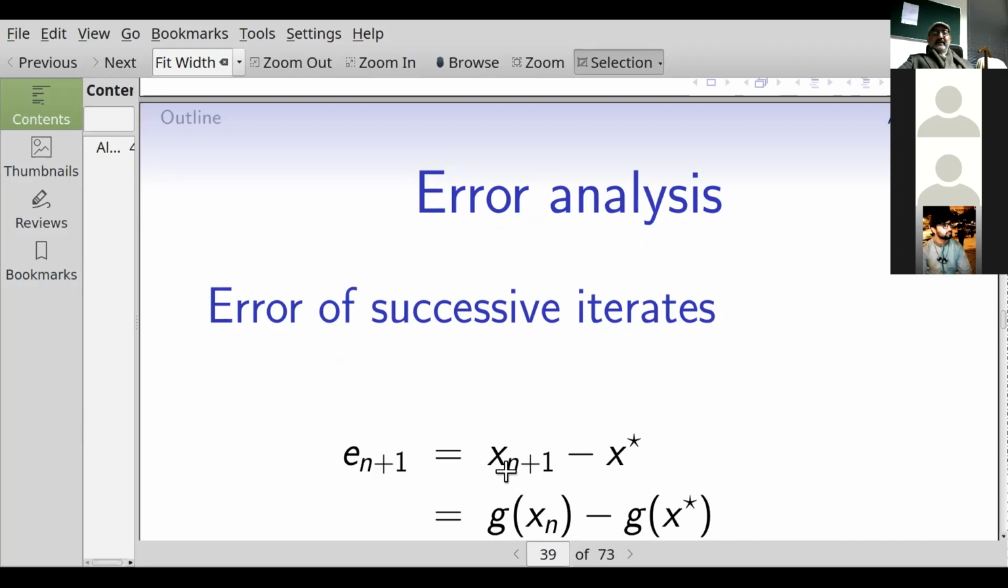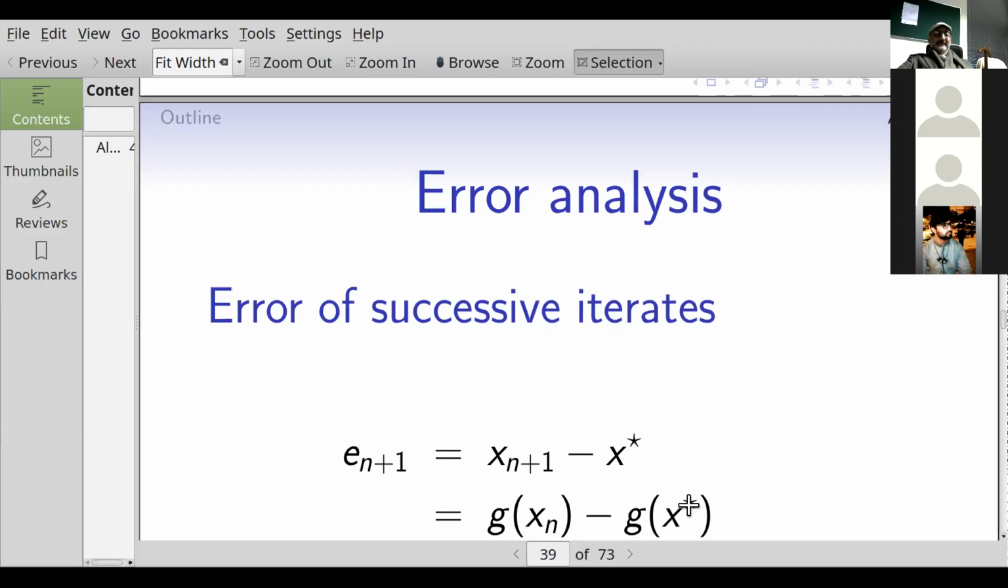Now, how did I get x_{n+1}? That was g of x_n, minus g of x star. Now, remember, this is a fixed point iteration. So if I get exactly the root, then x star is equal to g of x star. Is that okay? All right.